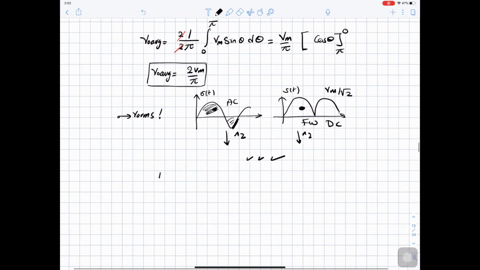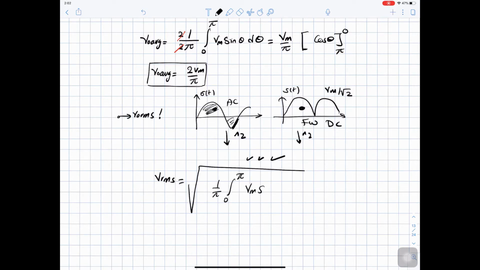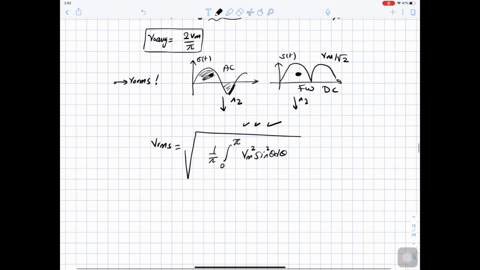So how will we do the proof? VRMS is the square root of the average, 1 over pi integration from 0 to pi of Vmax sine theta d theta, which is the expression for the average, but we will square the wave. This will give us Vmax square root of 1 over pi, and sine square is half of 1 minus cos double the angle, and we are integrating from 0 to pi.